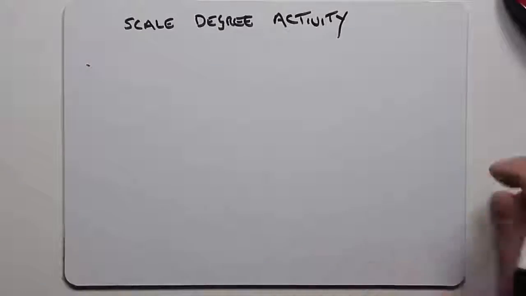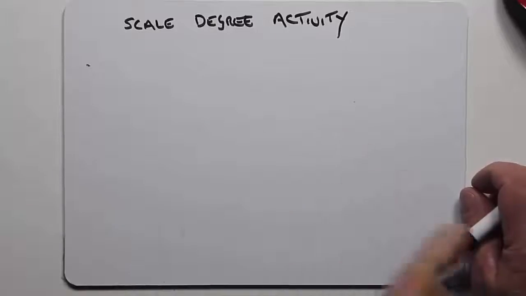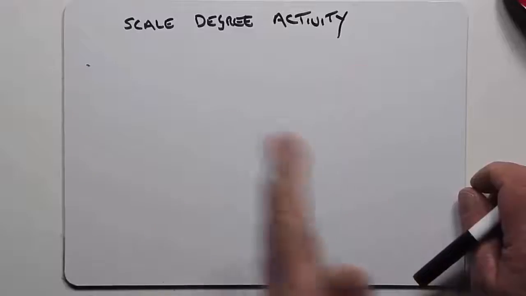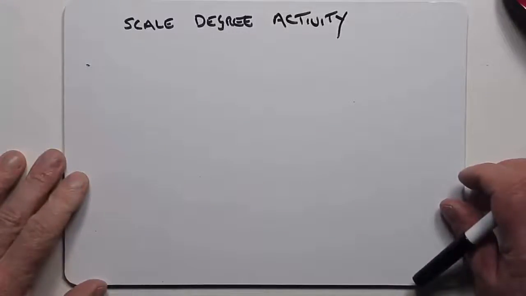I want to go through this because I think when you get into tunes like Blues for Alice, you really need to understand what's happening in that sequence of chords, and this will help you when we go into scale degree activity.